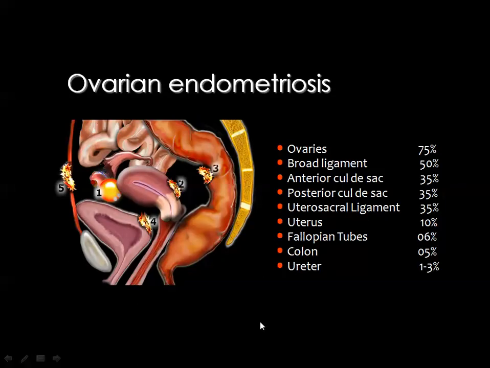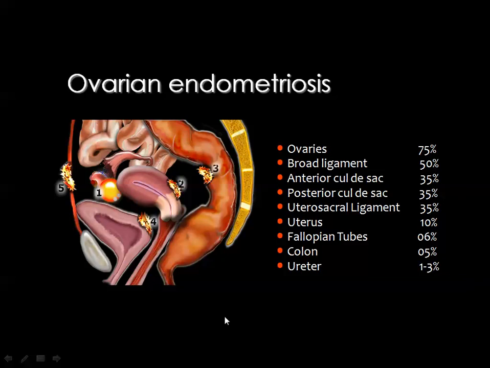You know that ectopic endometrium can occur in all these areas, and the ectopic endometrium in the myometrium is known as adenomyosis, and this is the only ectopic endometrium which does not show cyclic changes. But endometriosis can commonly occur in the ovaries, in the broad ligament, anterior cul-de-sac, posterior cul-de-sac, uterosacral ligament, the tubes, the colon, and the ureter.